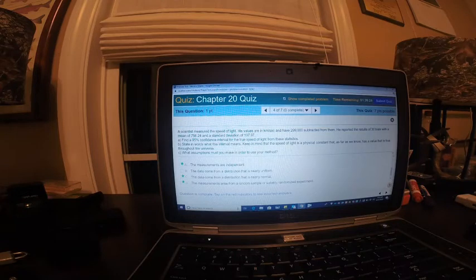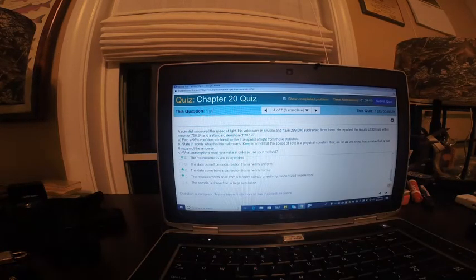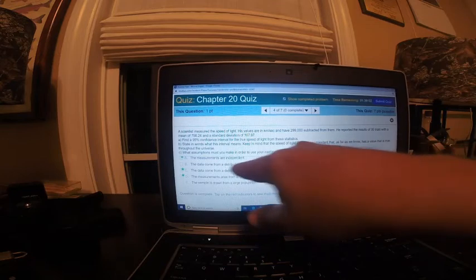The next one says, what assumptions would you make in order to use your method? Select all that apply. The measurements have to be independent, right? The data comes from a distribution that is nearly normal, right? It doesn't need to be uniform, actually need it to be nearly normal. So B, exclude that one. That's why it wasn't selected.